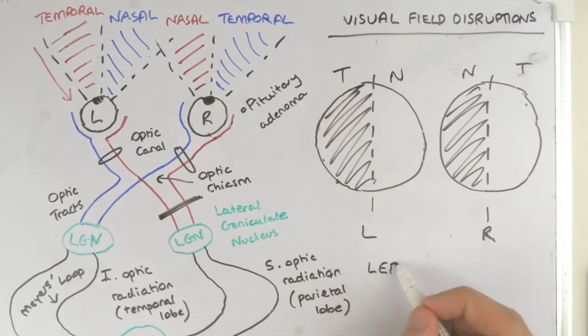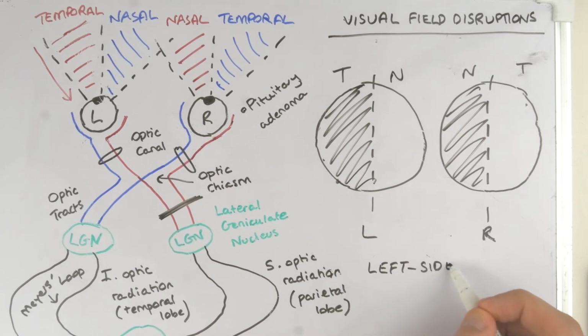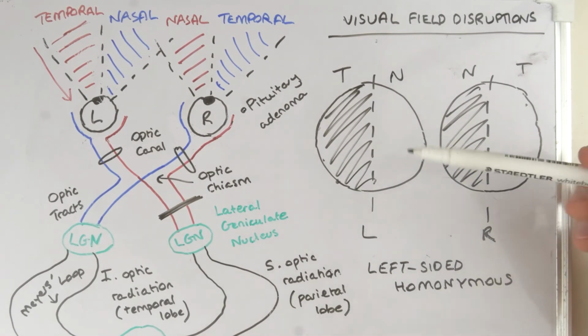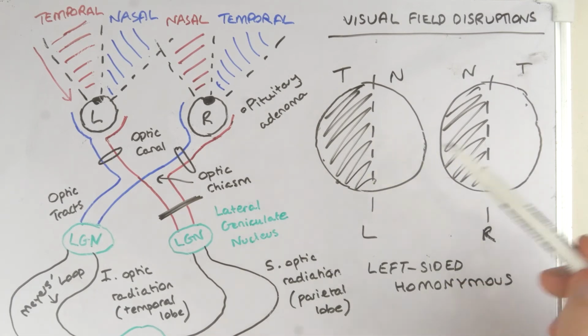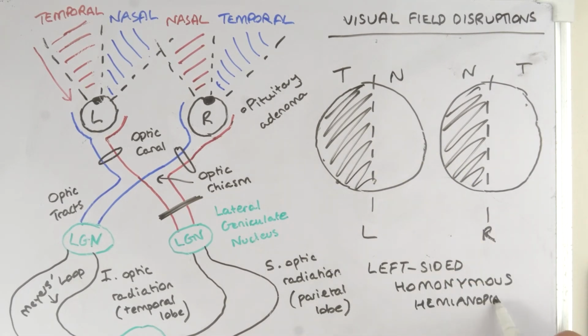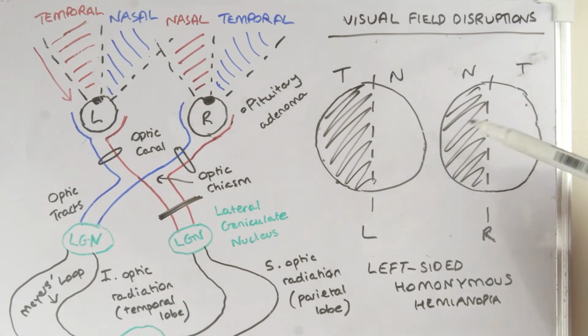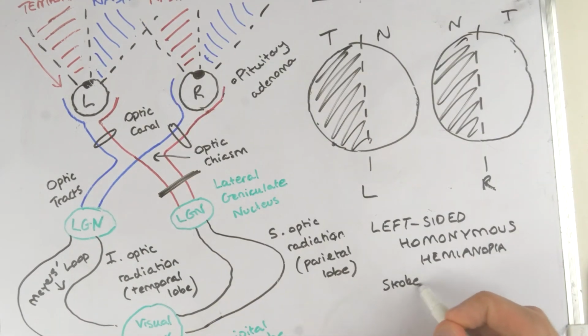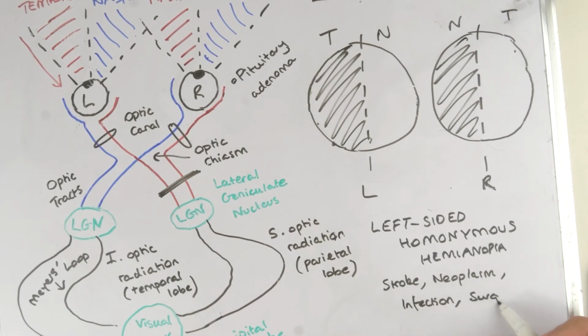And what we have here is a left-sided, because it affects the left side of the vision for each eye, homonymous, because it affects both eyes in the same way. We've lost the left side for both eyes. Once again, hemianopia. So this is a left-sided homonymous hemianopia. And these homonymous hemianopias are caused by damage to the optic tracts. And these might be caused, as all things in the brain are, by strokes, maybe some kind of neoplasm malignancy, some sort of infection, or maybe even damage during surgery.